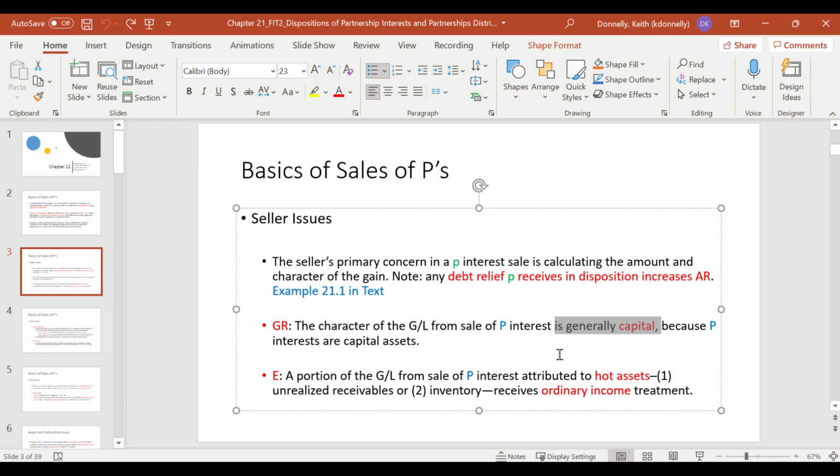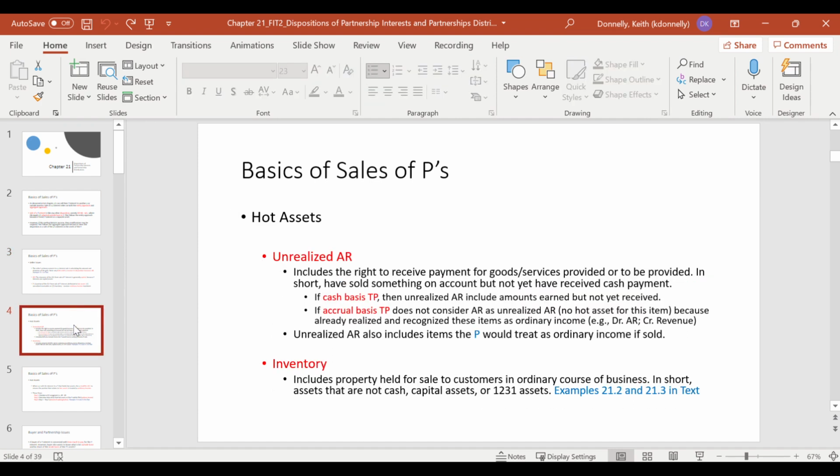However, to the extent there are items in the partnership that if sold would have been treated as ordinary income, you have to recharacterize some of your gain from capital to ordinary to reflect this. And the main items are unrealized receivables, inventory, and then potentially depreciation recapture, which we'll look at.